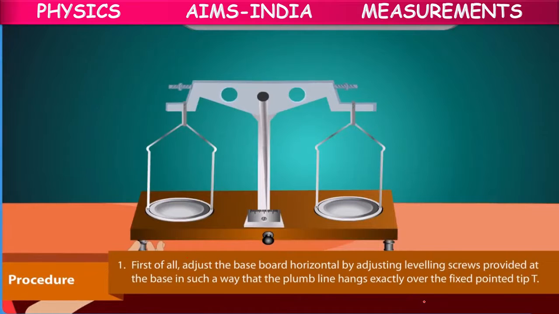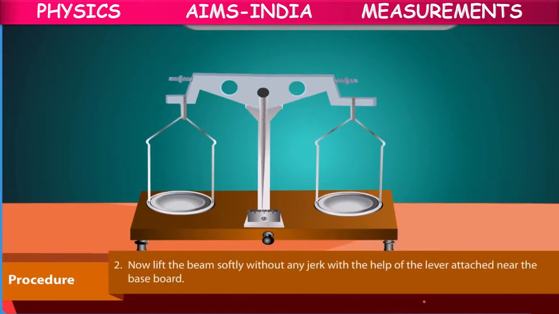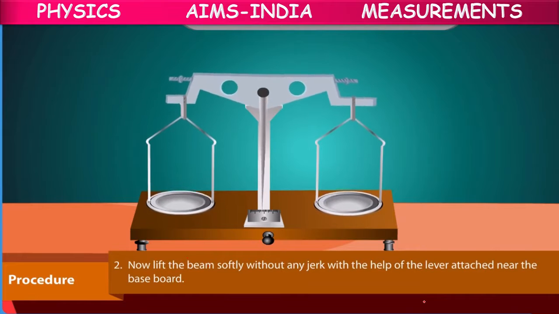First of all, adjust the baseboard horizontal by adjusting the leveling screws provided at the base in such a way that the plumb line hangs exactly over the fixed pointed tip T. Now, lift the beam softly without any jerk with the help of the lever attached near the baseboard.